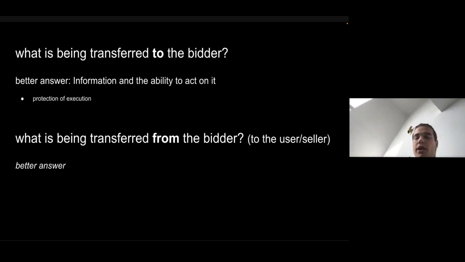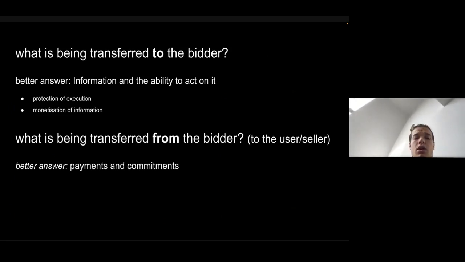That's the basic point, right? And what we achieve here is protection of the user, in that what the user is trying to do isn't broadcast everywhere, and they're not inciting competition. But it's also a monetization of information. The user has some information which might be useful to someone else, and they can capture this value.